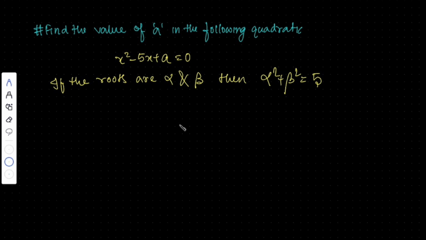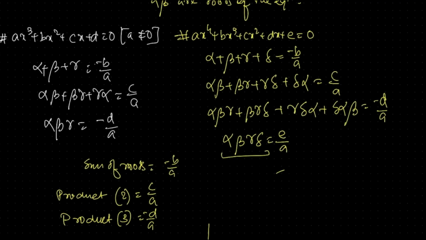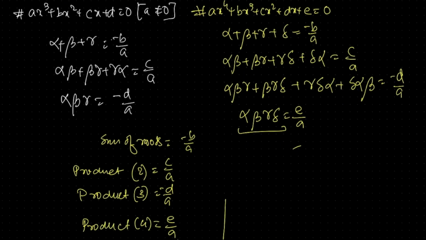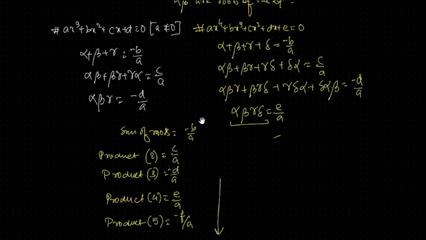Just jot down the question. Try to solve it by yourself. Just remember Vieta's theorem. If you haven't copied it, copy it now. Pause the video, note down. You remember the sum of the roots is always minus b by a, and then it continues. Jot it down. I just waited for you.